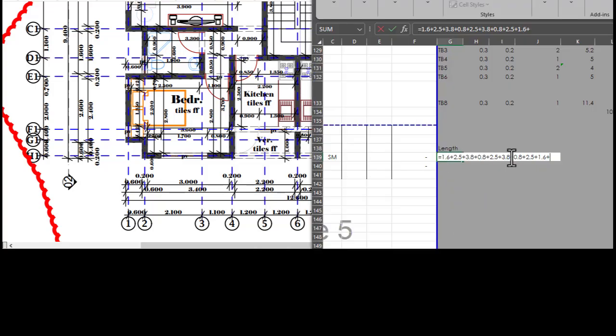Okay, so 2.1 plus the 1.1, and then of course we are now going to add the wall, half of it is 0.1 times 2, to cover for either face. And then we move on.